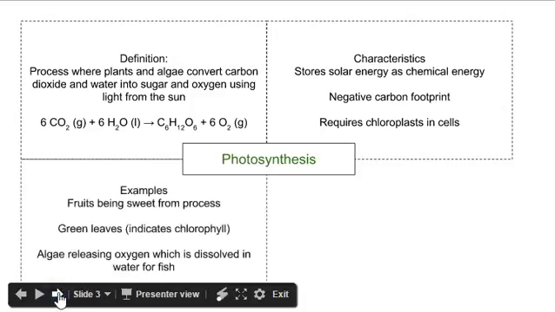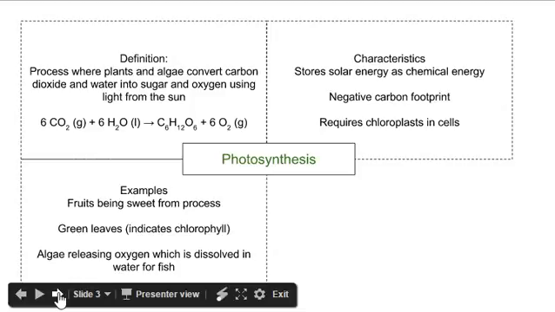So examples of photosynthesis are fruits being sweet from this process. So any fruit or vegetable that you taste with a sweetness, you're tasting the sugars left over from photosynthesis. Green leaves are going to be an indication that there's chlorophyll active in the plant. And there's actually different versions of chlorophyll, and that's why you'll see leaves change color in the fall, as the chlorophyll stops being produced, it goes to other colors of chlorophyll and other chemicals that can do this process.